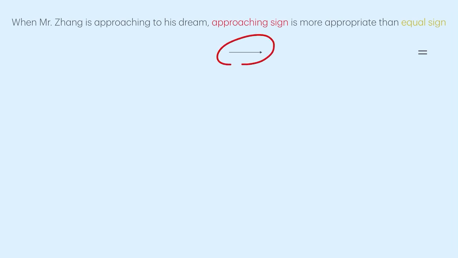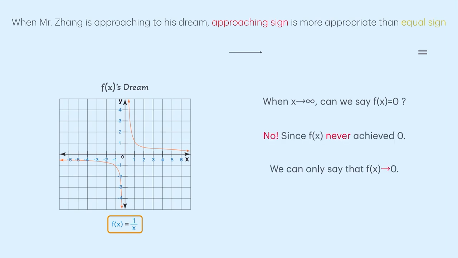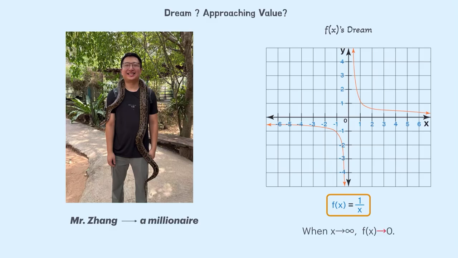So now let's take a look at the math. Functions, they have dreams as well. As you know, this inverse function approaches 0 when x approaches infinity. But just like my dream, the equal sign cannot be put there because f of x never achieves 0. The approaching sign is a better choice. So it looks like when we want to show the value we're approaching mathematically, our only choice is the approaching sign, not the equal sign.